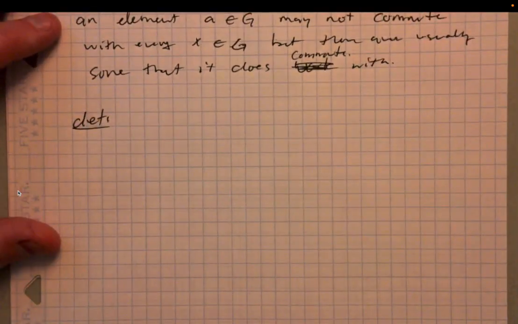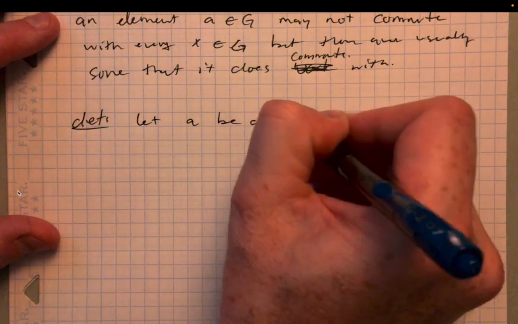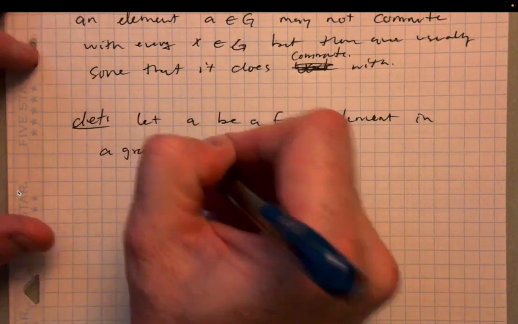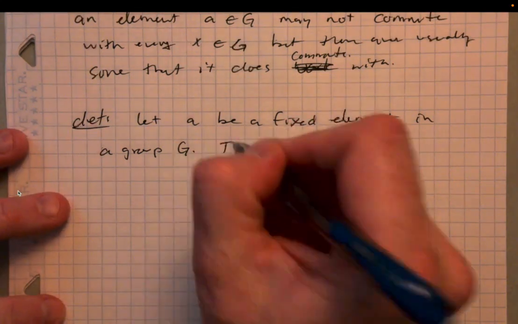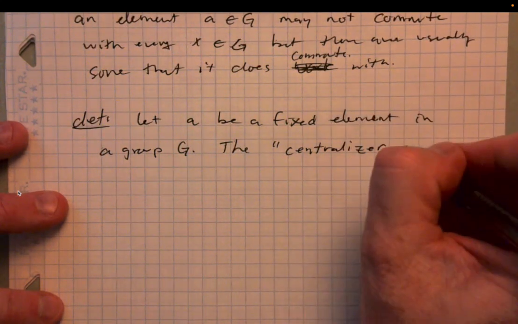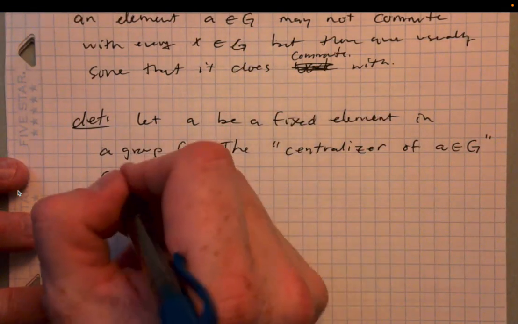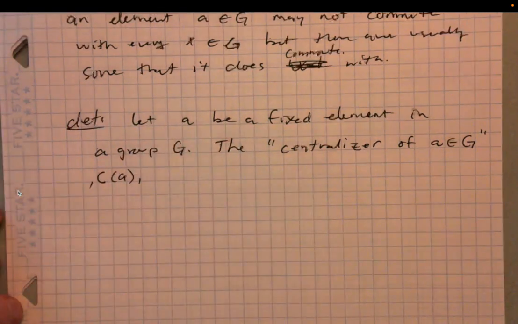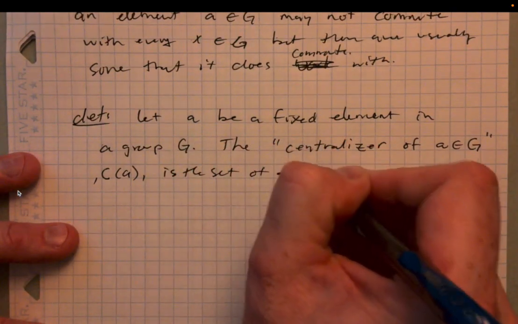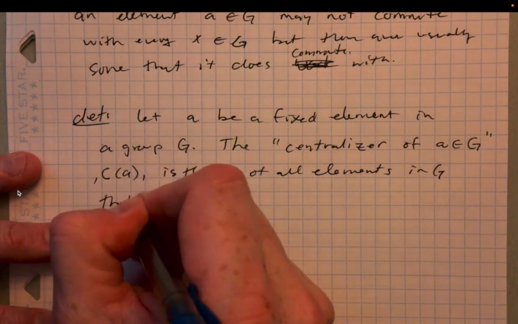So let's define it. We're going to let A be a fixed element in a group G. The centralizer of A in G, and it's denoted, instead of Z(A), it's C(A), is the set of all elements in G that commute with A.